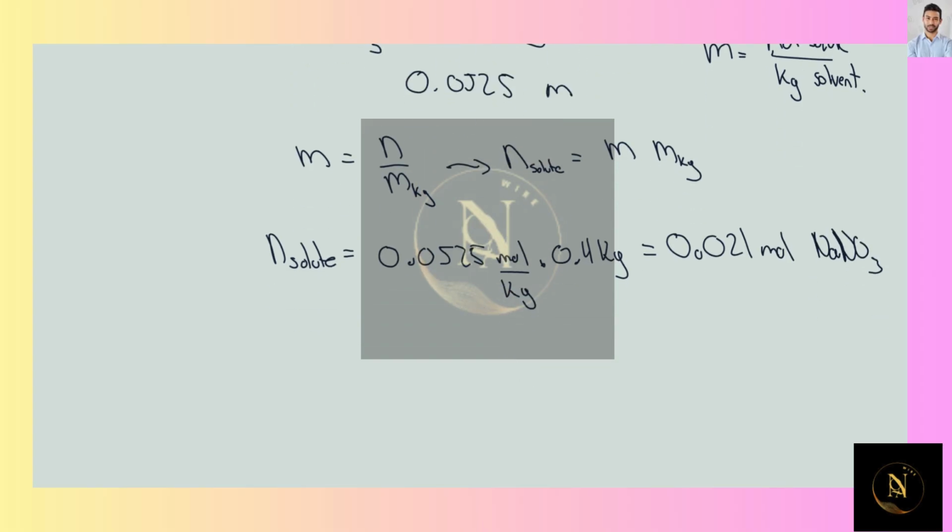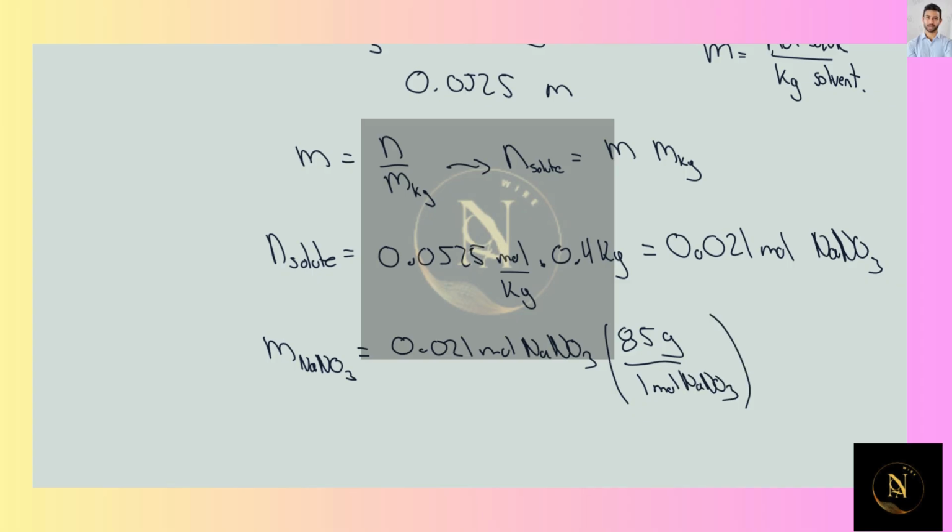Now the mass of sodium nitrate that we're going to get is going to be equal to 0.021 mole of sodium nitrate multiplied by its molecular weight, which is 85 grams per mole. So 85 grams is equal to 1 mole of sodium nitrate. So the mass that we're going to require is equal to 1.785 grams.